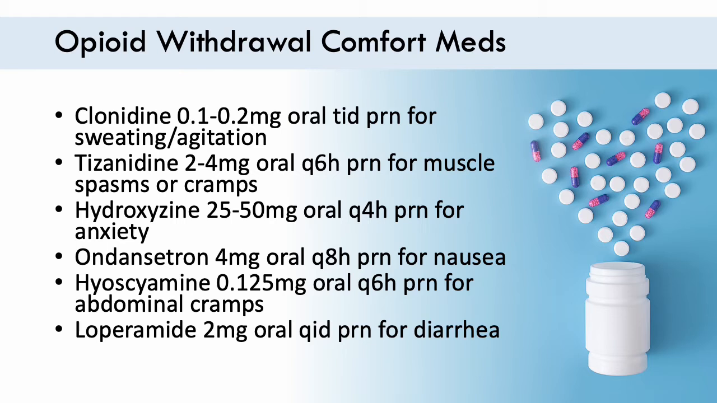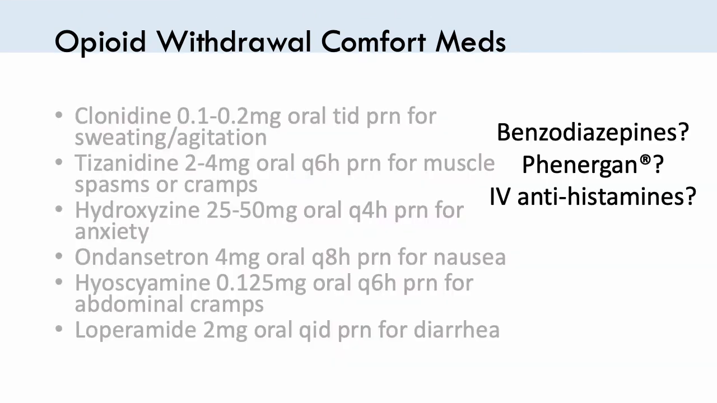Here are some example dosing regimens from an inpatient order set. Your electronic medical record may have an opioid withdrawal order set offering similar options. In general, these medications can and should be used early and often for admitted patients with concern for opioid withdrawal.